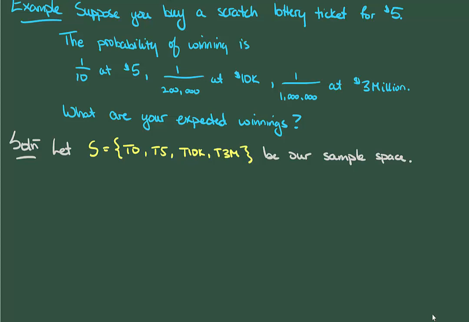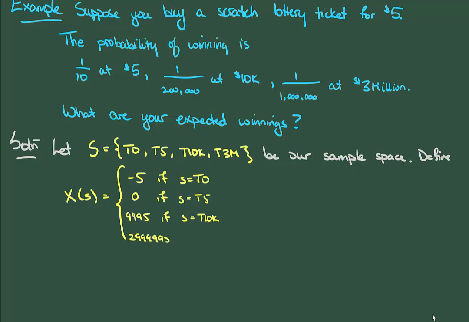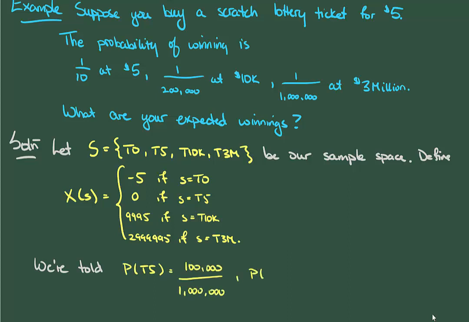So if the ticket gives us no money, our winnings are negative $5. On the other hand, if we win $10,000 from our ticket, our net winnings are $9,995. So we'll define a random variable which maps each outcome to its net winnings. The only thing left to do now is to determine the associated probabilities of each outcome. But the problem statement itself gave us 3 of these 4 probabilities, like so.